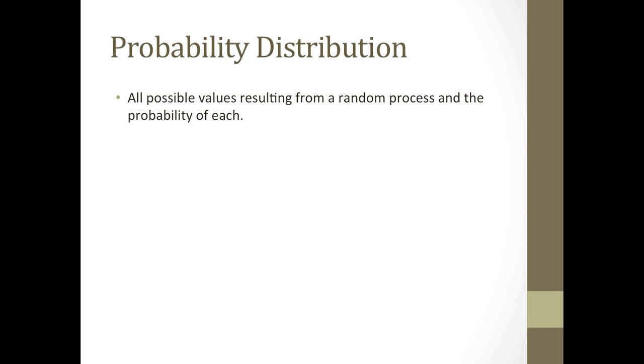Probability distribution is all of the possible values resulting from a random process and the probability of each. So if you were rolling a dice, the probability distribution would be the list of 1 through 6 and the probability of those rolls 1 through 6 happening.